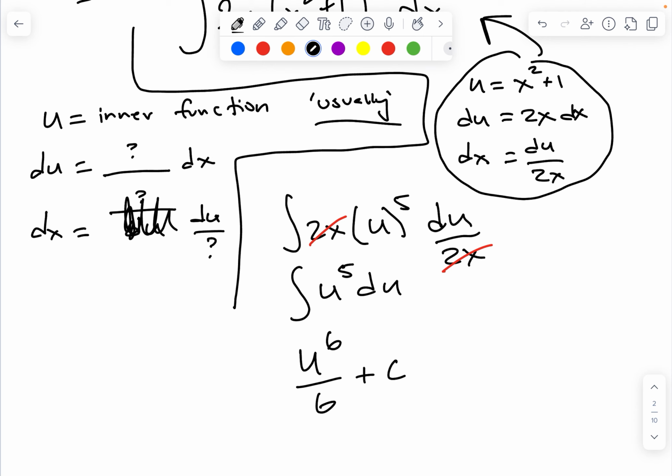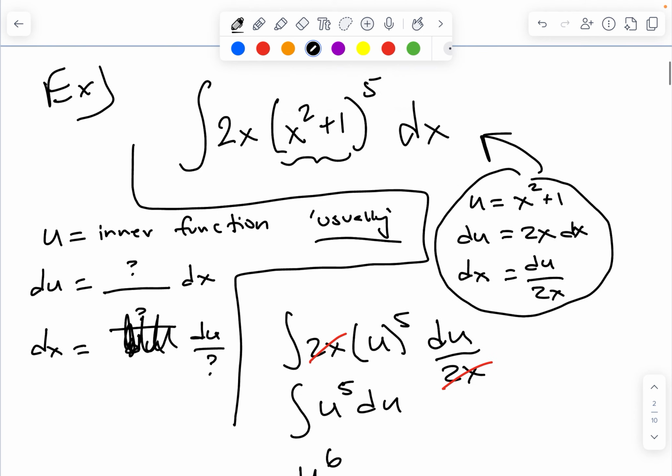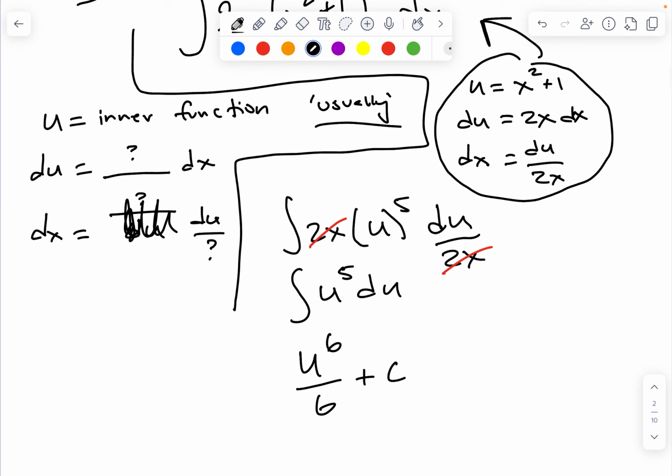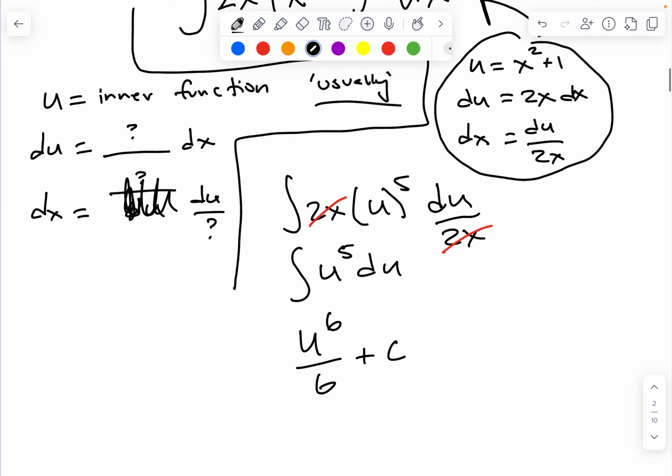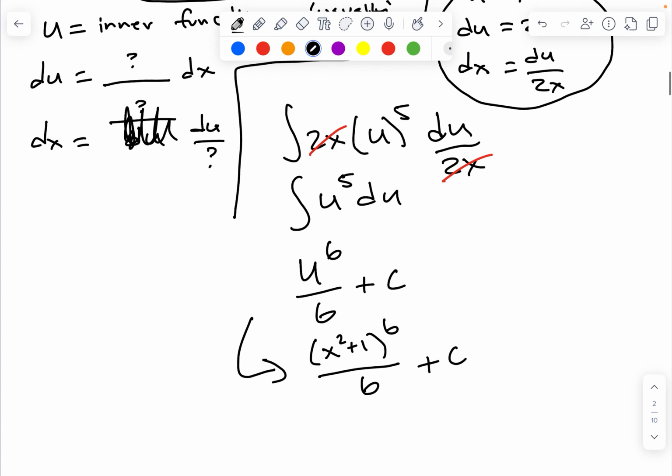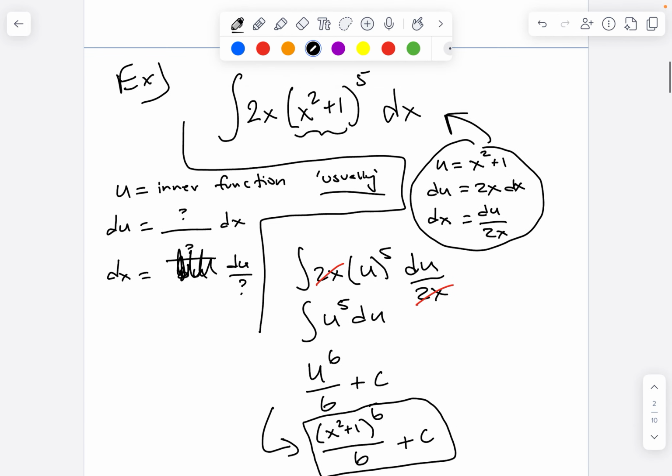Now, let's go ahead and go back to our original variables, which is x. We don't want to leave it like this because our question asks for x. So plugging your variables back in, we get that this is equal to x squared plus 1 to the 6th over 6 plus c. And there you go. And that is how you take a very difficult equation, an integral, and simplify it using U substitution.